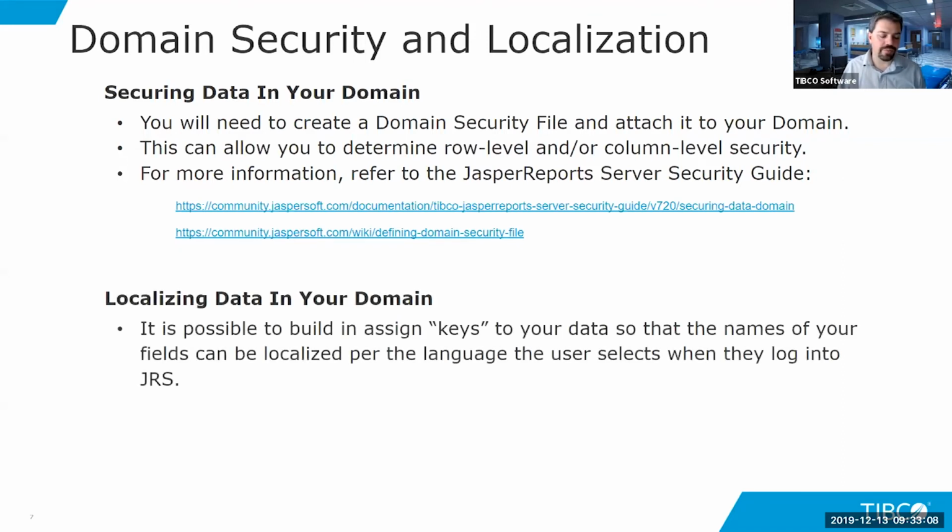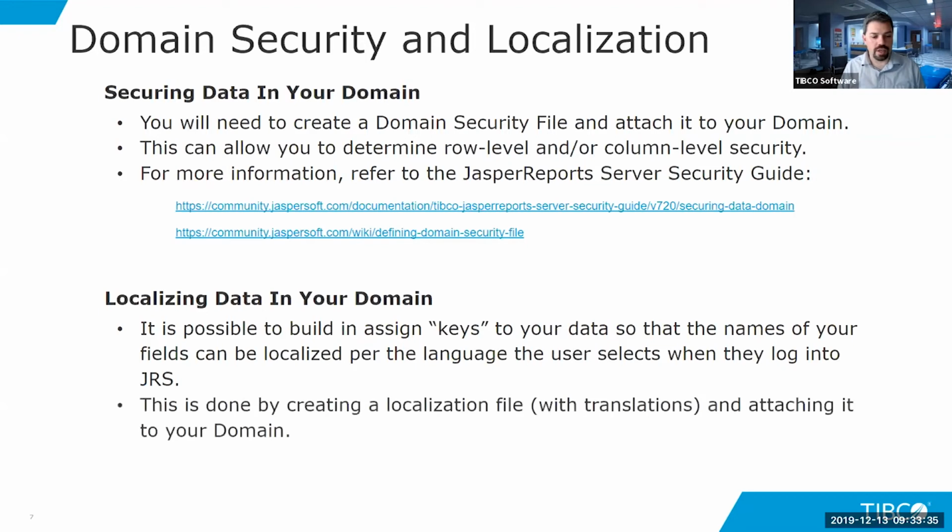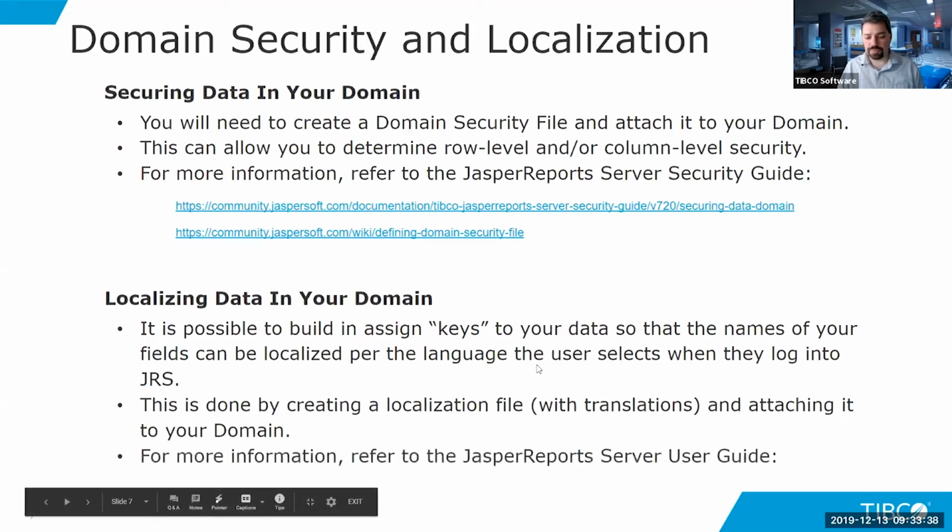Localizing data in your domain. It's possible to build and assign, I have a typo there, assign keys to your data so that the names of your fields can be localized per the language that the user chooses when they log in. So if they choose French, as long as you have a French translation built, then you can translate all of those field names into French automatically. You just got to build that translation file. And that's what we call the localization file. And that's actually in the localizing domain section of the Jasper Report Server user guide. It kind of walks you through how to do that.